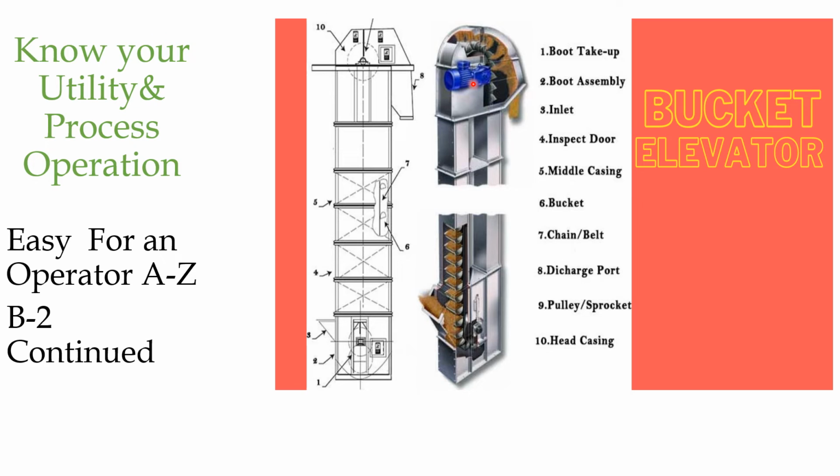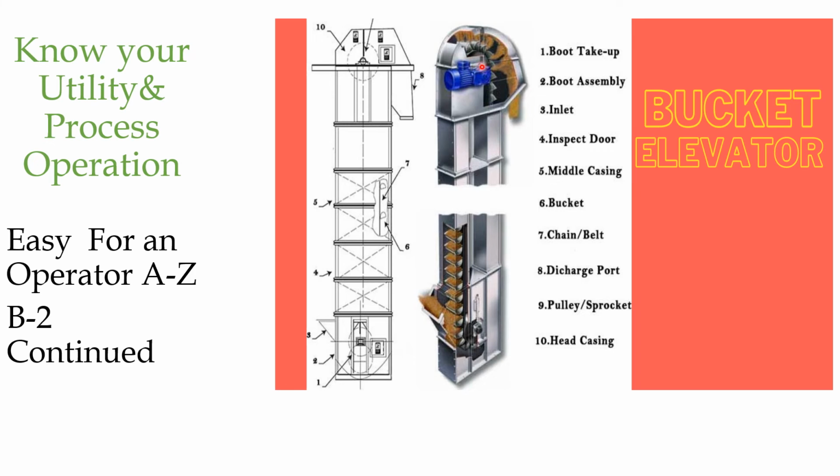ratchet lock will be there. During normal running it will give a rattle sound, touching the gear teeth of the sprocket, the gearbox. And if it is giving a reverse rotation due to a wrong electrical connection or any other reason, it will get locked in the gear and it will avoid the reverse rotation. Thus, the bucket elevator reverse rotation is avoided by means of the ratchet lock in the gearbox at the top.